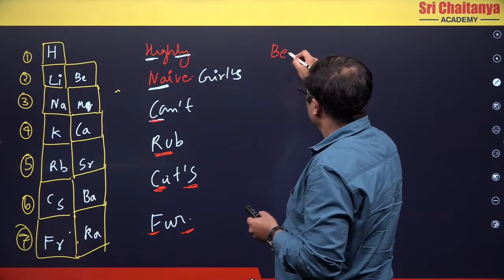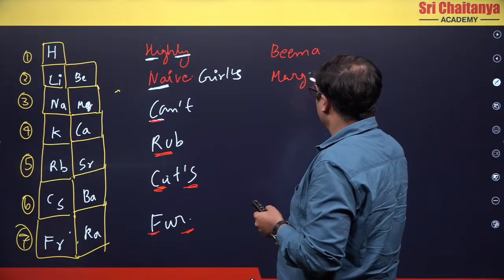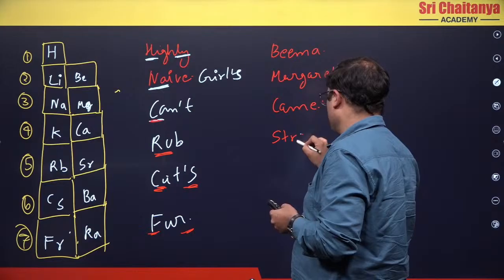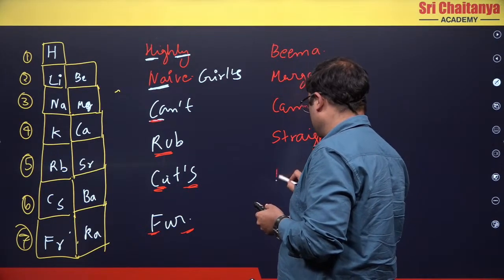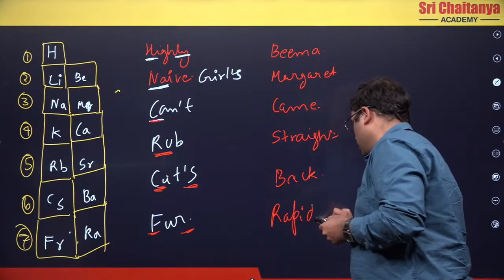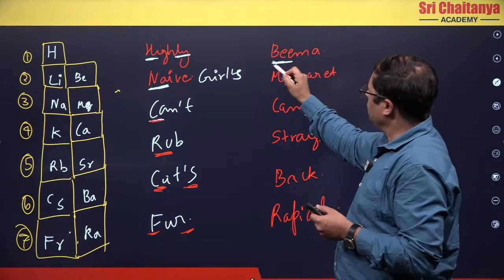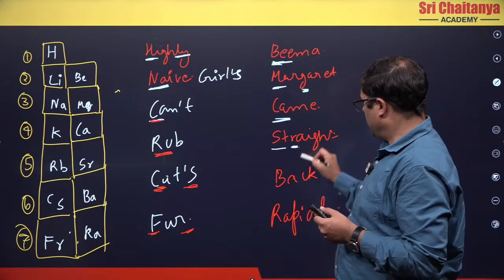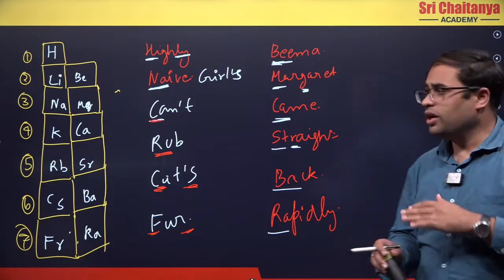So Be, Mg, Ca, Sr, Ba: Bima, Margaret came straight back rapidly, right? So this is one more. You can see Be, Margaret, Ca came straight, Ba rapidly, right? So like these mnemonics, you can solve this.